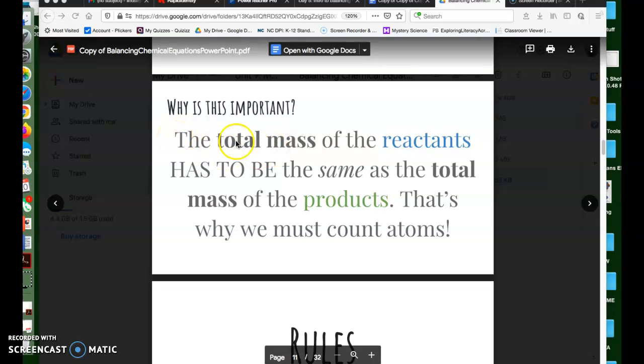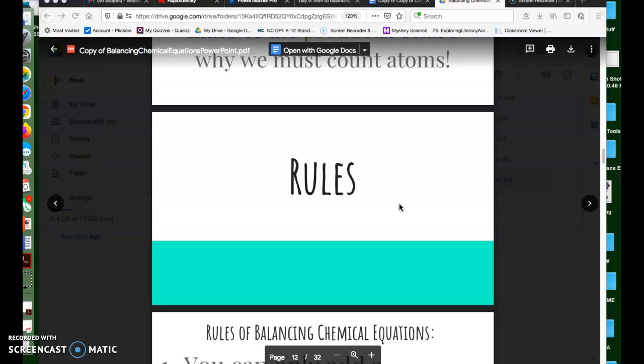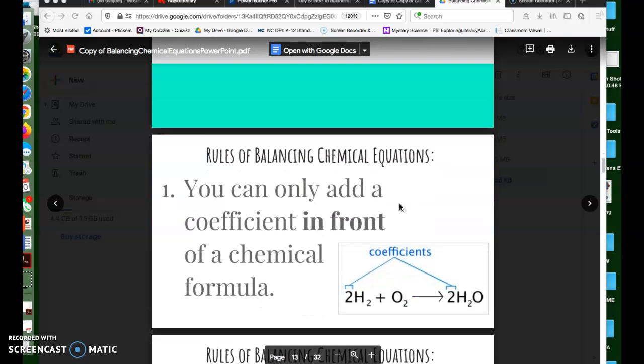This tells us that the total mass of the reactants has to be the same as the total mass of the products. That's why we count the atoms. I'm going to show you how to do that in just a second, and that's how we're going to actually balance chemical equations. So my rules for balancing chemical equations: number 1, you can only add a coefficient in front of the chemical formula. I couldn't stick my large coefficient 2 in between my subscript 2 and my oxygen. It doesn't fit there. It needs to be at the front of my molecules.